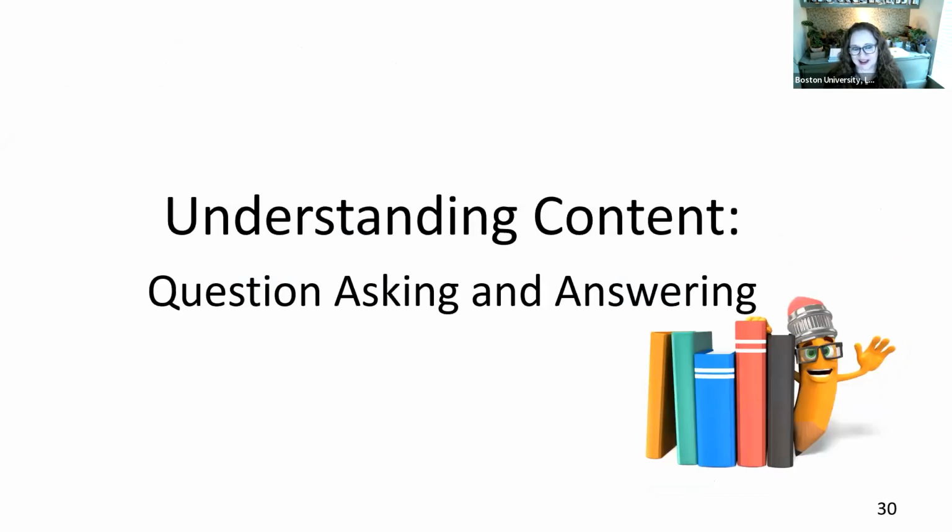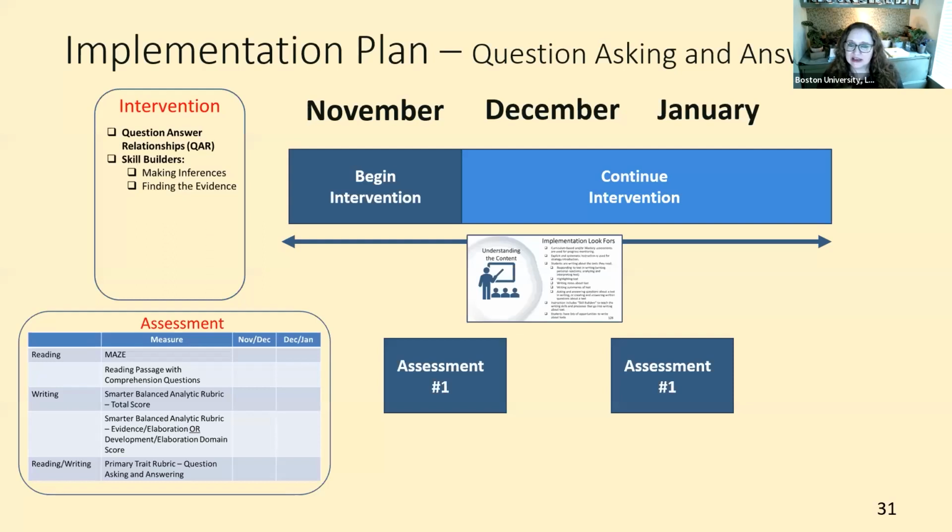Then here's my finally, that question asking and answering piece. If you went down that pathway, your intention is to help kids build content, think and expand ideas, be able to make evidence-based connections to the text. This is all driven by skills in question asking and answering. I showcased the QAR strategy briefly, and then I did have some skill builders focused on making inferences and finding the evidence that we didn't have time to fully explore.